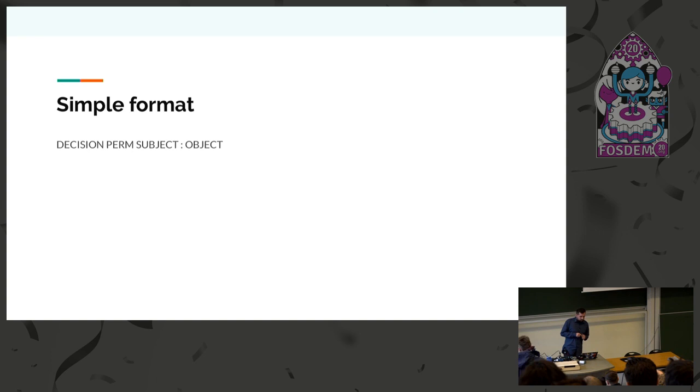The third part of the rule is subject. It's the part before the colon, and it is a process that is running and wants to call the exec or open system call. And the object, the part after the colon, is usually a file that is going to be executed or opened.